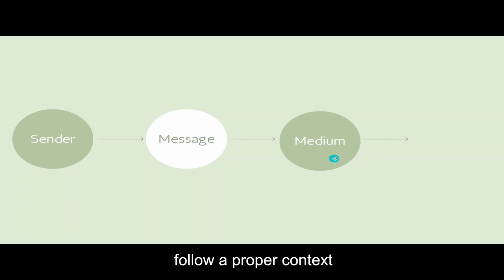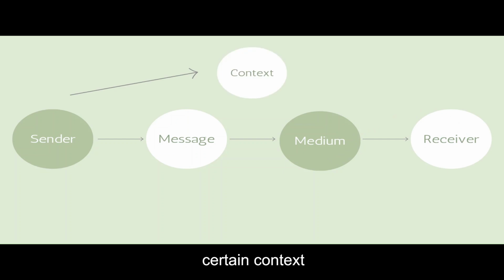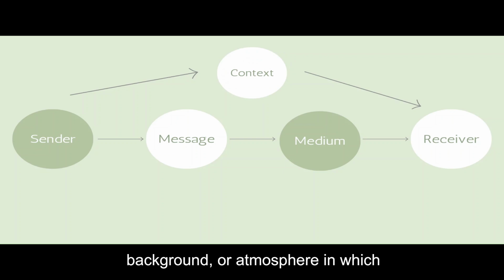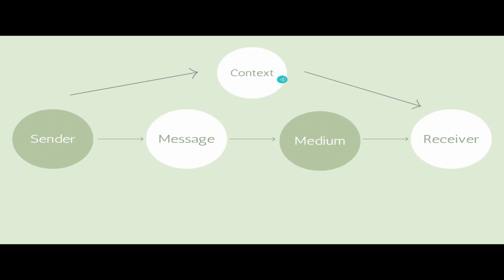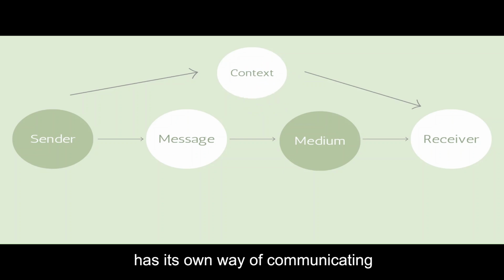They follow a proper context, and the communication takes place in a certain context or situation. It is a situation, background, or atmosphere in which the message is communicated. The context of a communication includes area, country, culture, or an organization. Every country, culture, or company has its own way of communicating information.